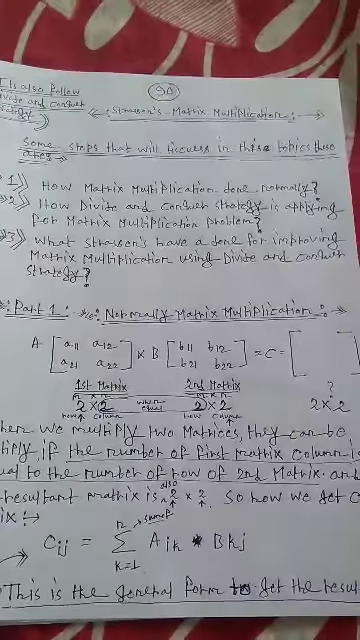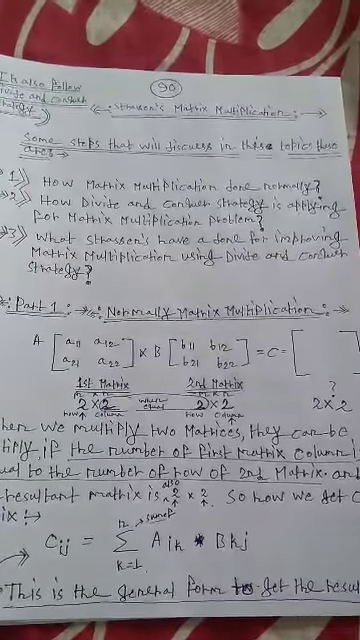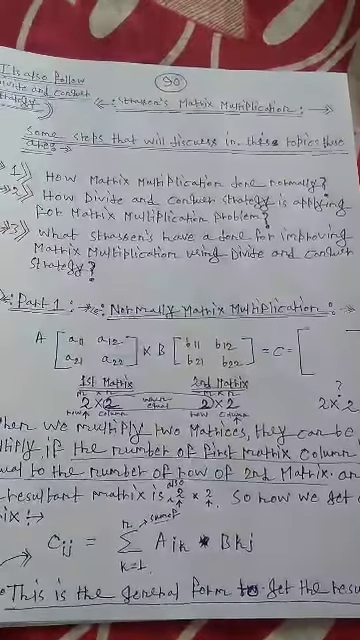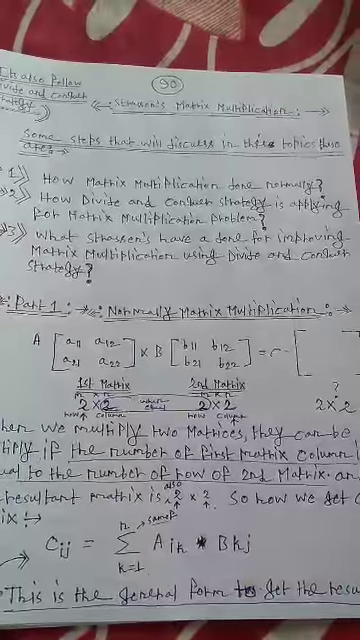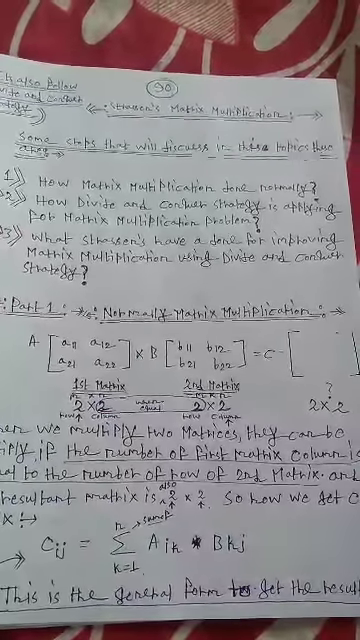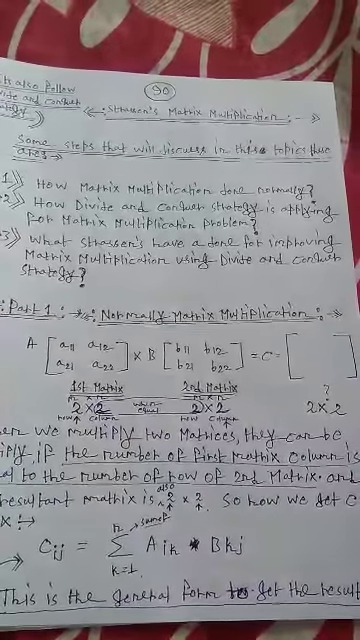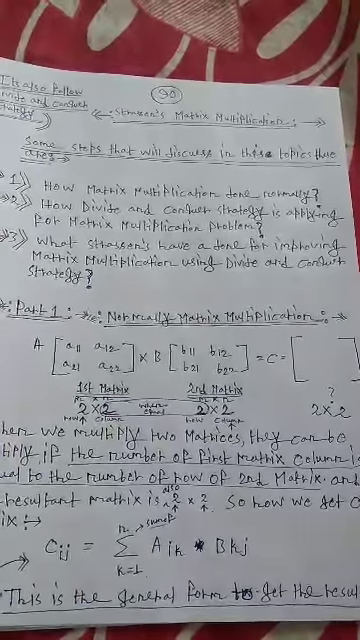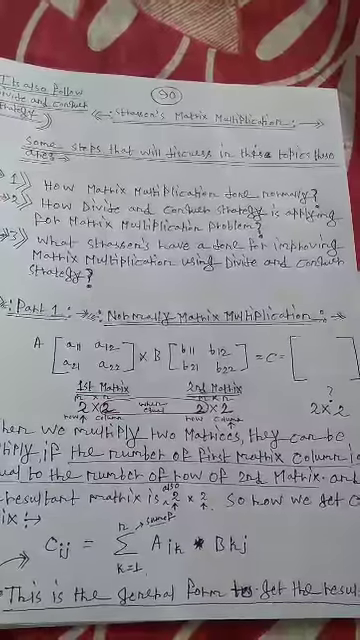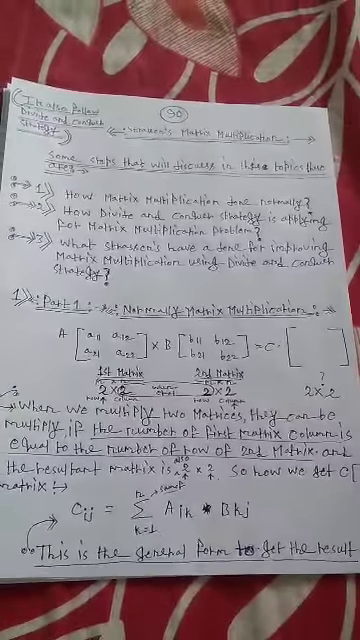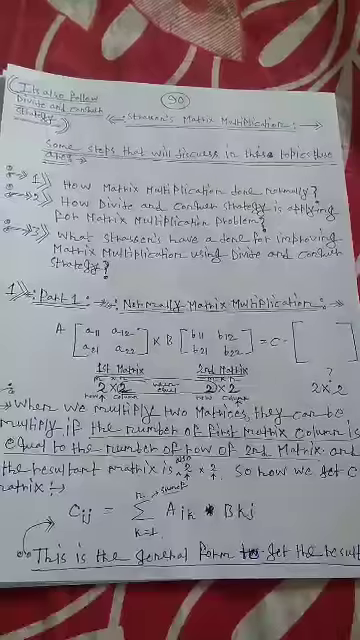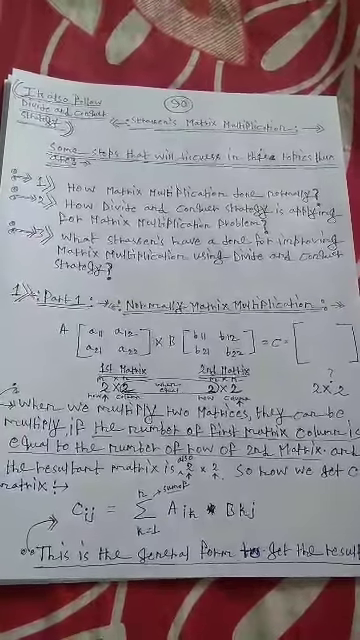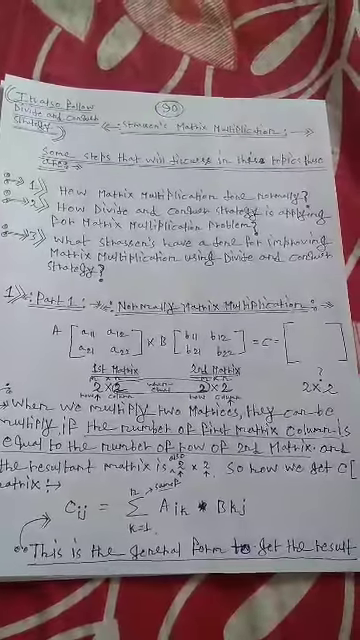So part 1: normally, what is matrix multiplication? How will we do matrix multiplication? Two matrices will be taken, one is A and one is B, and we will calculate them, and the result will be stored in the C matrix. The first matrix is 2 into 2 and the second matrix is also 2 into 2. We can multiply two matrices if the number of columns of the first matrix is equal to the number of rows of the second matrix, and the resultant matrix is also 2 into 2.